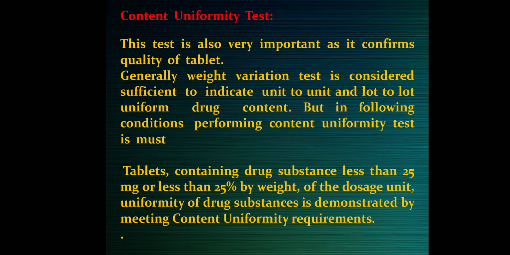Next is the content uniformity test. This test is also very important as it confirms the quality of the tablet. Generally, the weight variation test is considered sufficient to indicate unit to unit and lot to lot uniform drug content. But in specific conditions, the weight variation test is not sufficient and the content uniformity test is conducted.